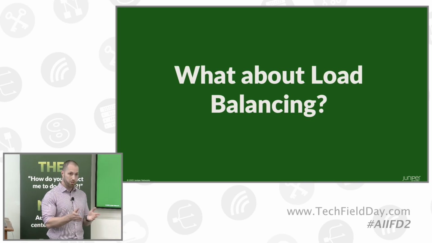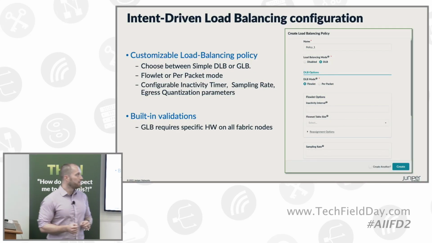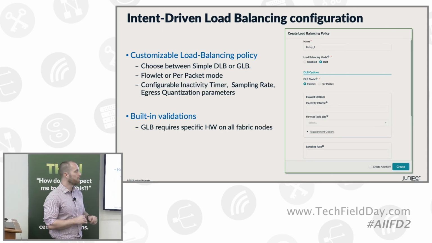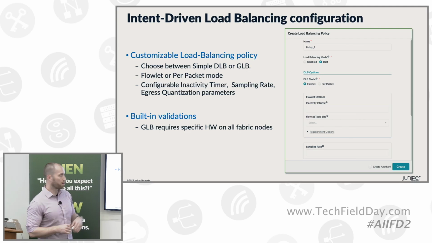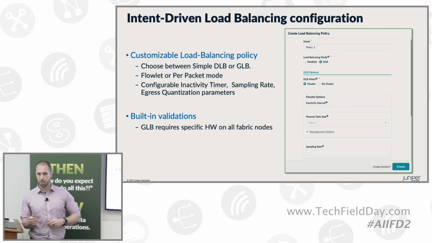It's, do you want DLB or GLB? Do you want flowlet per packet? Those kinds of things. And we'll see how that works, and we can go through that. So there's a simple walkthrough configuration where you can pick, do I want DLB? Do I want it to be flowlet per packet? Do I want to set some of the inactivity intervals?